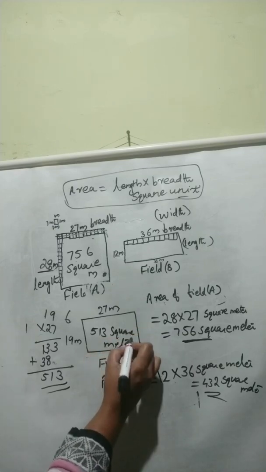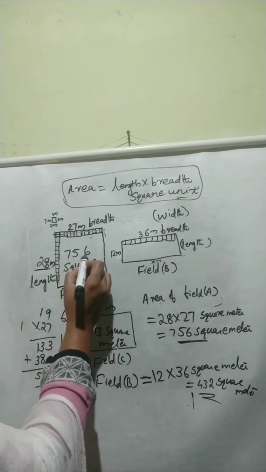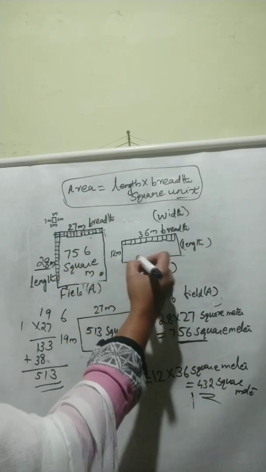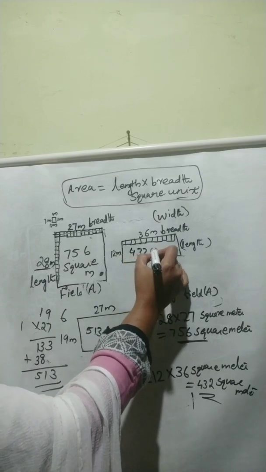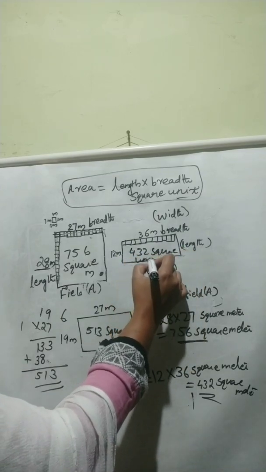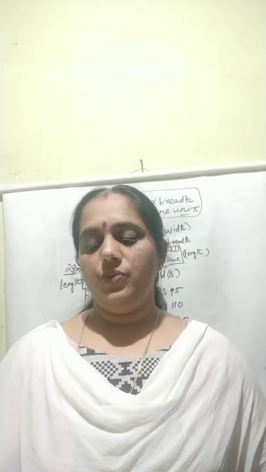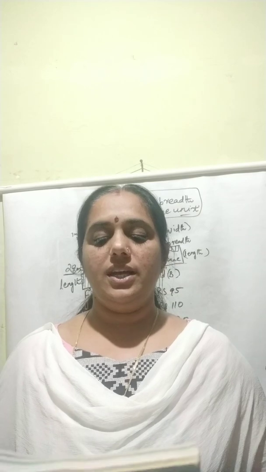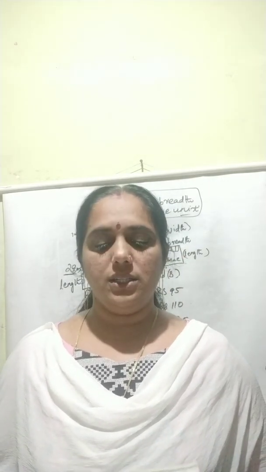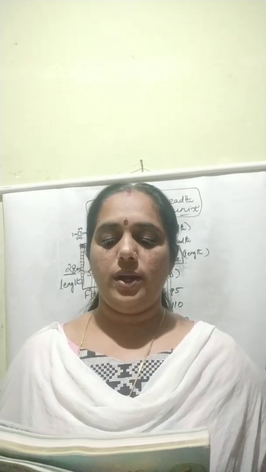Okay, we got the areas of the 3 fields. Here this one is 756, for this one that is 432 square unit. So we find field A is 756 square meter, field B is 432 square meter, and field C is 513 square meter.